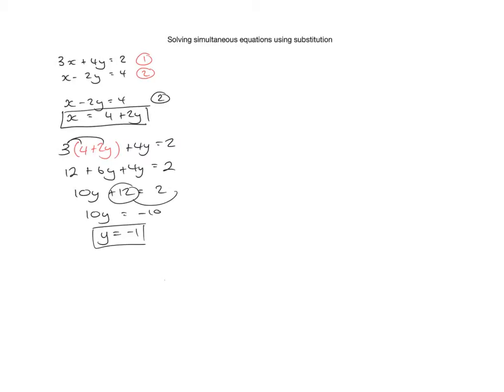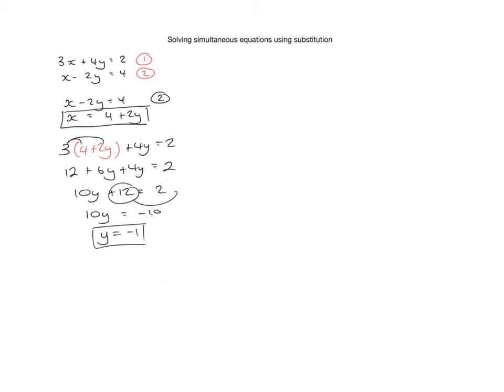Okay, I now have y is equal to negative 1, but I still need to find my x. So I need to use one of the equations that we have available. If you have a look here, this says x is equal to 4 plus 2y. Well, we know what y is, so we can stick it straight into this equation and we will have the answer.